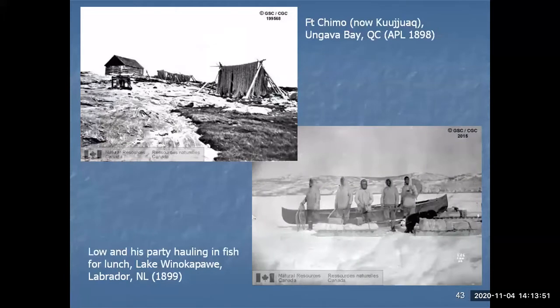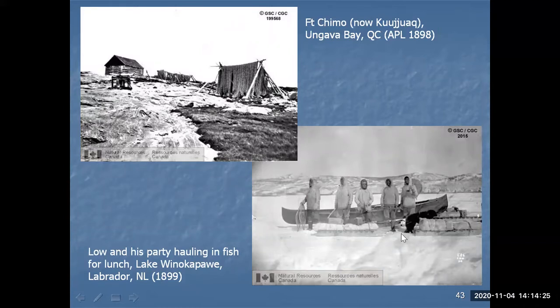So he did a lot of field mapping in what's now northern Labrador and northern Quebec. Fort Chimo is now Kuujjuaq in Ungava Bay. And if you ever look at a map of Quebec, Ungava Bay is the large chunk that's out of the coastline of northern Quebec. And Fort Chimo or Kuujjuaq is there. And this is a picture of what it looked like in the late 1800s. And again, this is a photograph of his field crew, Low's field crew.